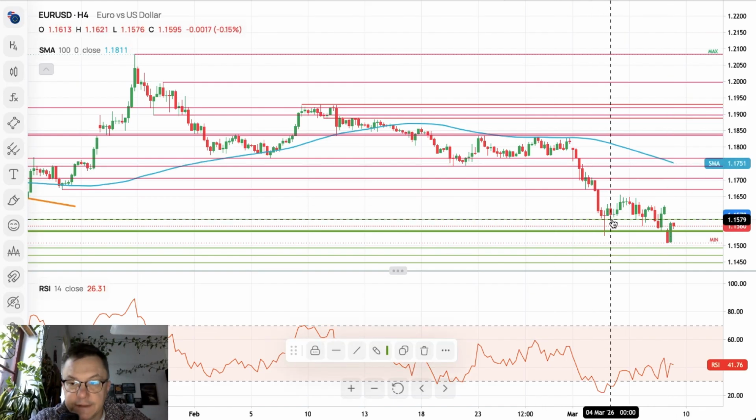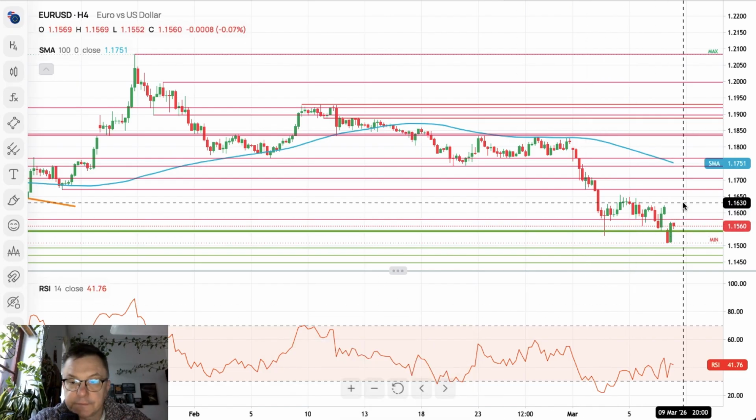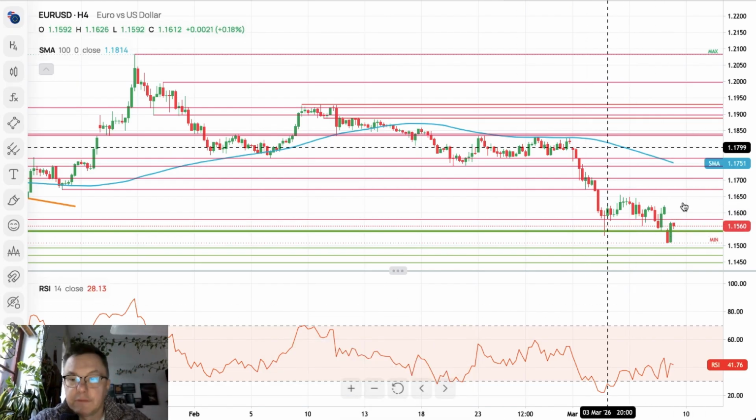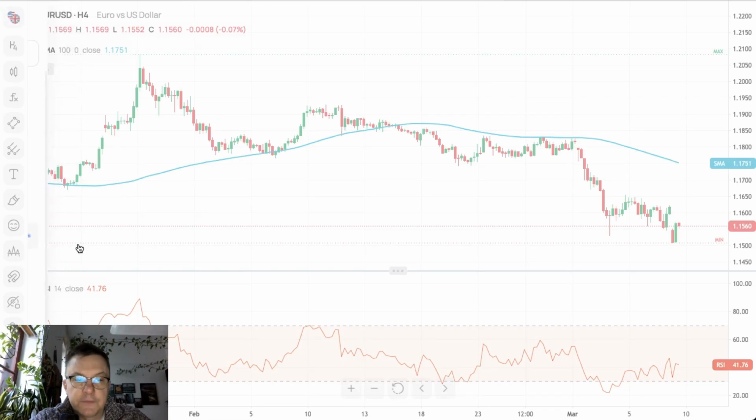Next technical resistance is 1.1579. So this is the red color right now. We are trading below the 100 periods moving average, so no change here.